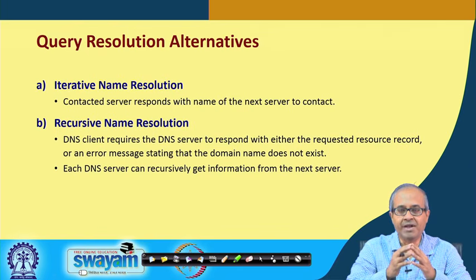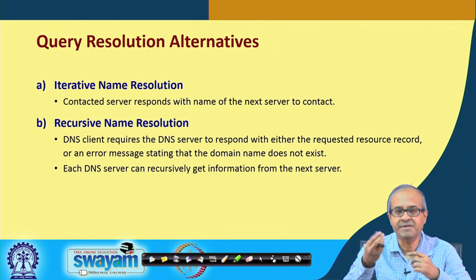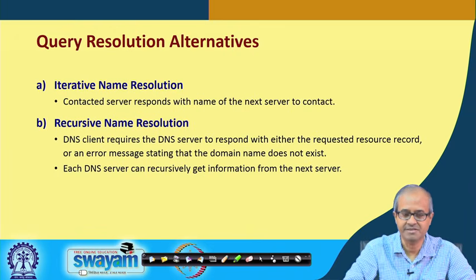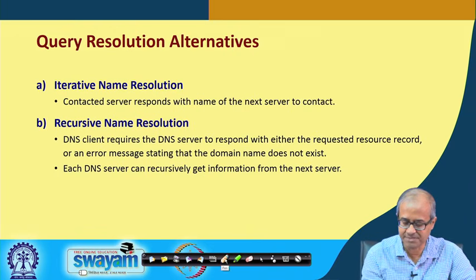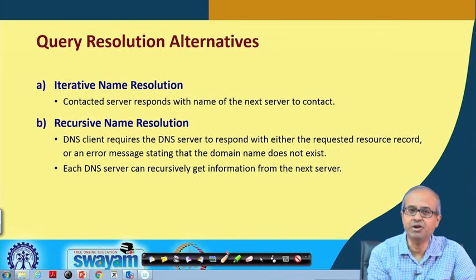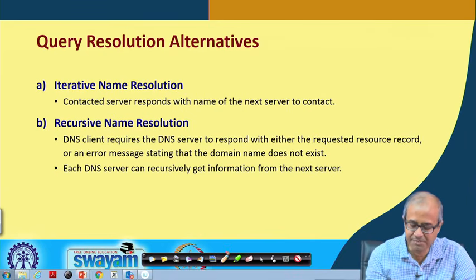Now, when a client sends a request to a DNS server, let us say it requests that I have this name gmail.com, give me the IP address. Now, there are 2 alternatives. First is called iterative. Iterative means, suppose this is my client machine. This is my client. Client is sending a request to the nearest name server.